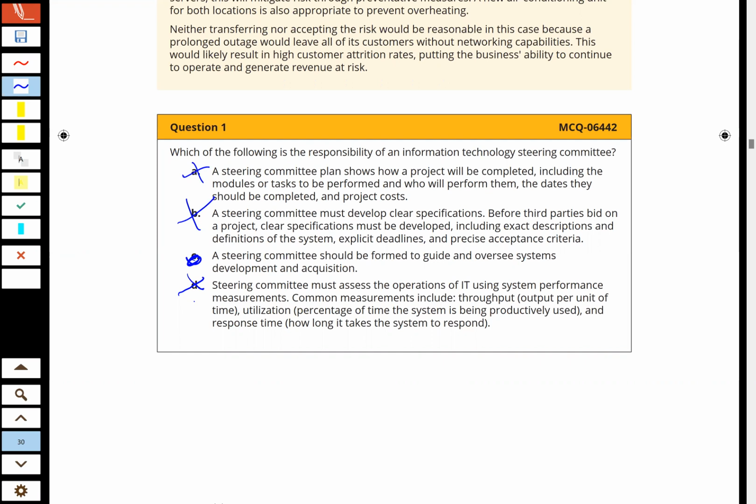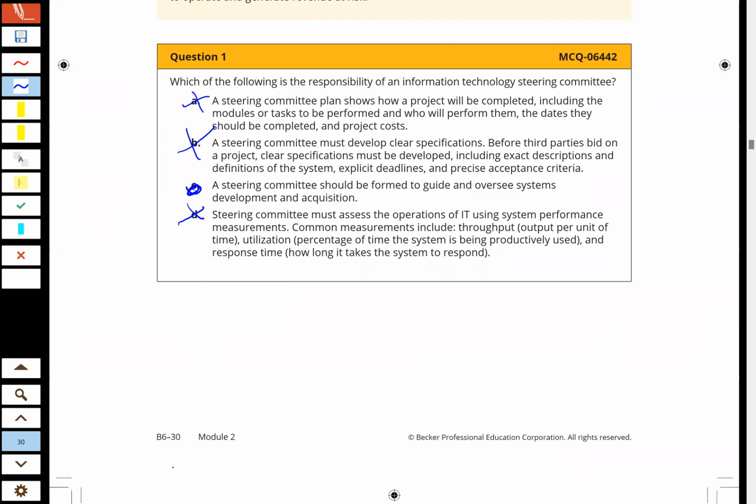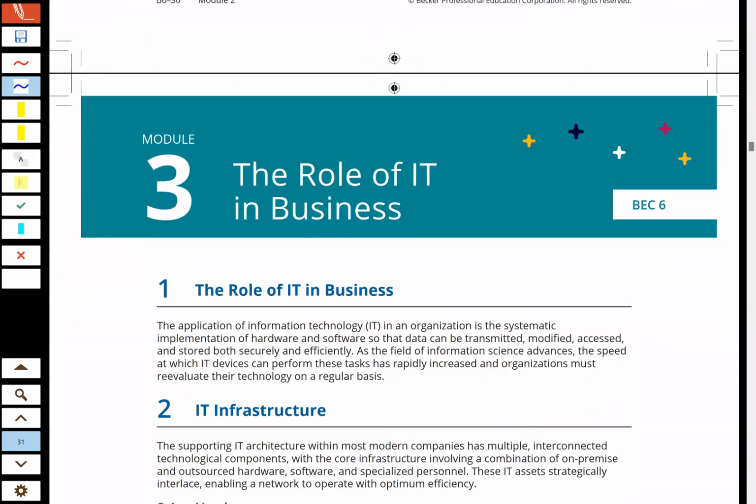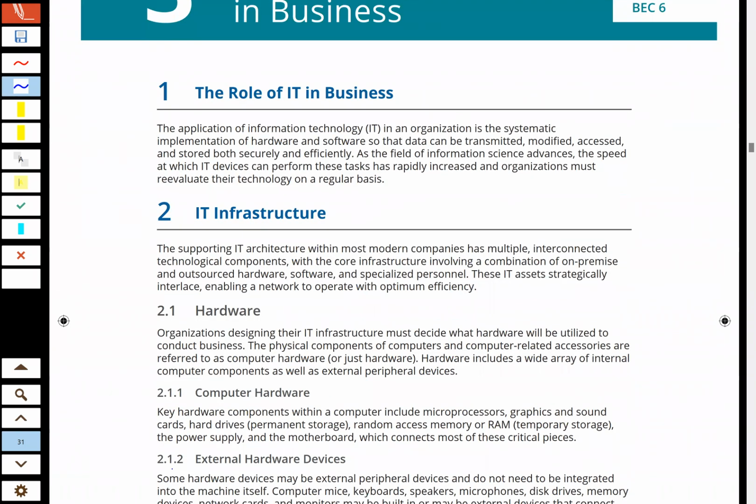Okay, good. So let's take a look at our next module here, and let's start to take a look at the role of IT in business. We started talking about the IT infrastructure. And guys, some of this stuff is, how can I put it, too elementary for us, I think, but let's look at some of these things.